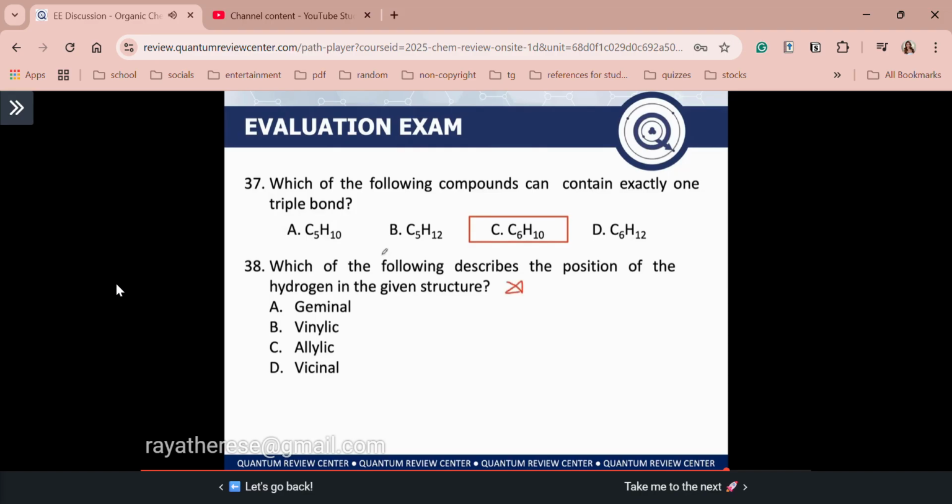Number 38 appeared in the 2023 and 2024 board exams. So, let's put an asterisk. Which of the following describes the position of the hydrogen in the given structure? A, geminal; B, vinylic; C, allylic; or D, vicinal.